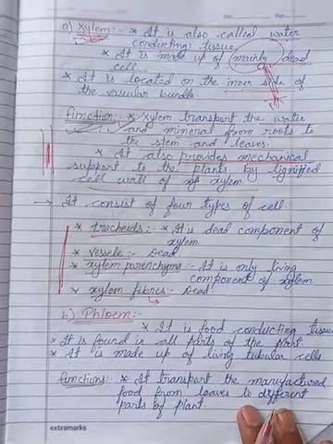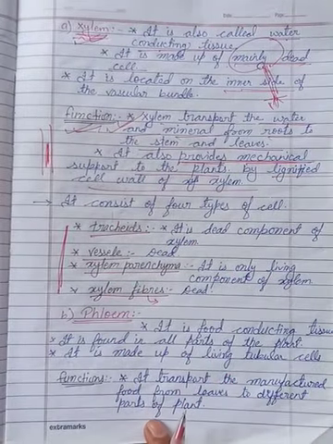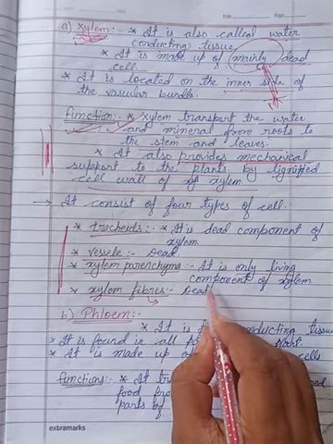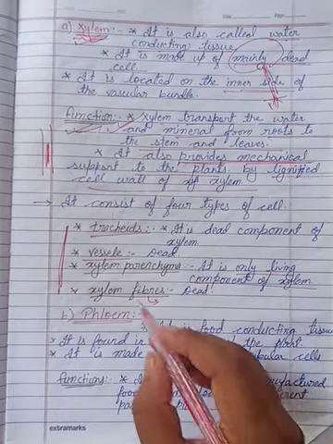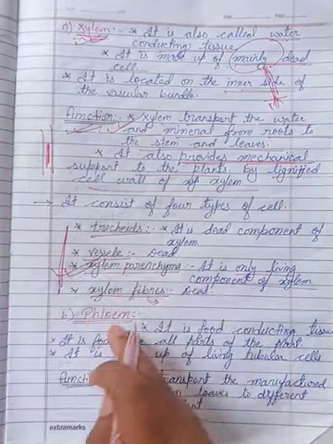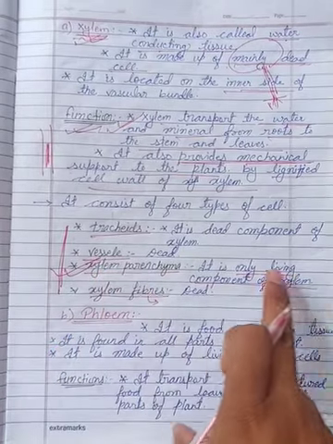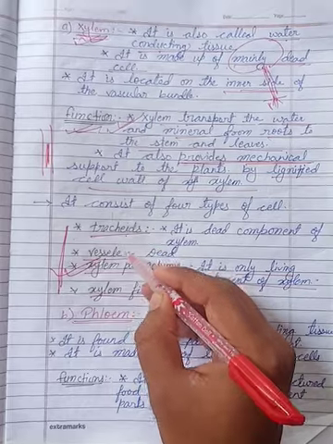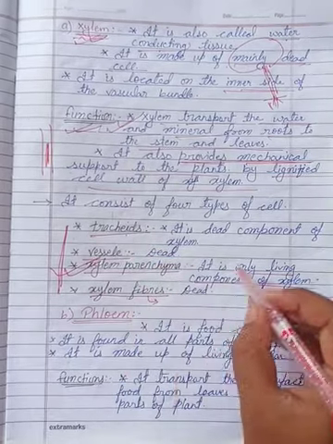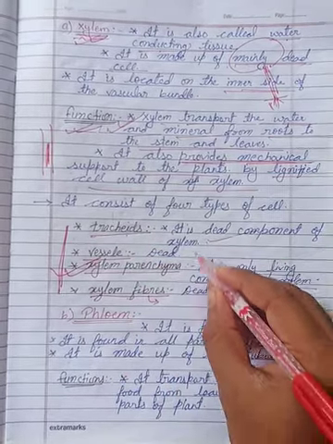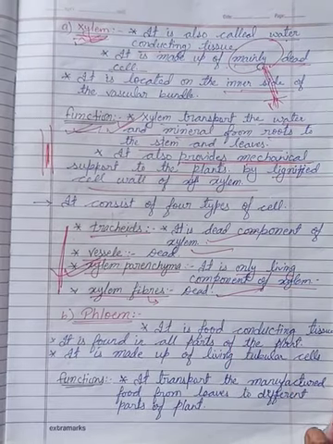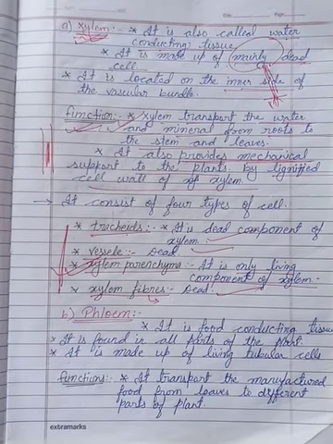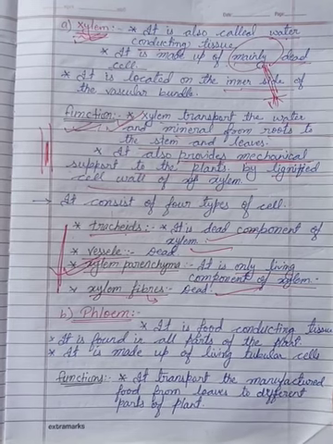Among these four types of xylem, the parenchyma is the only living component of xylem cells. Otherwise, tracheids, vessels and xylem fibers are dead in nature. Is it clear? Is it okay?